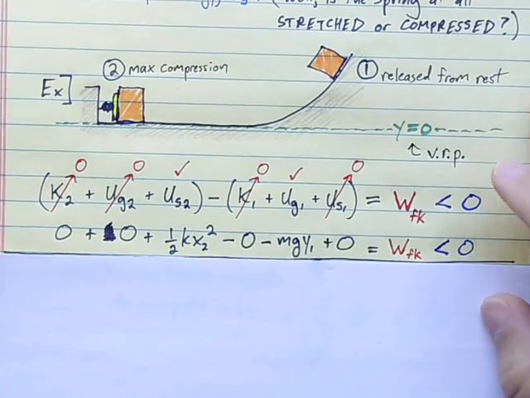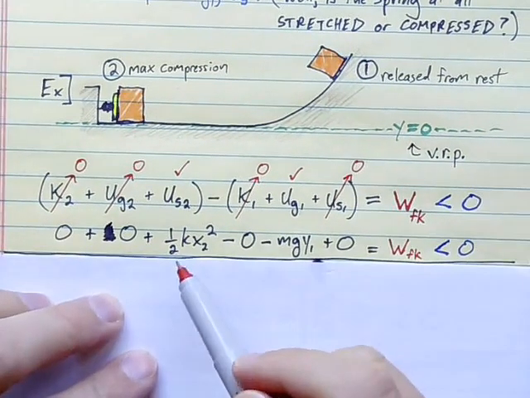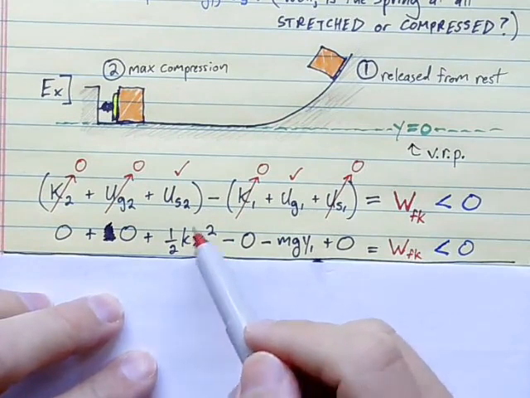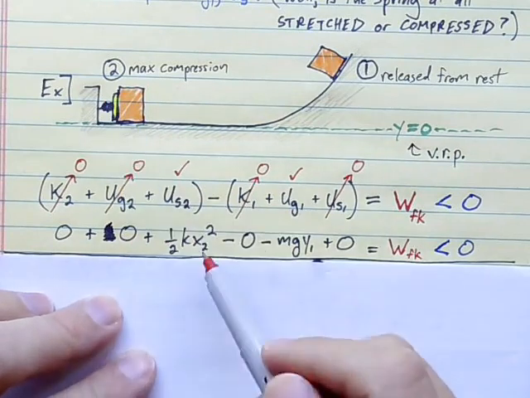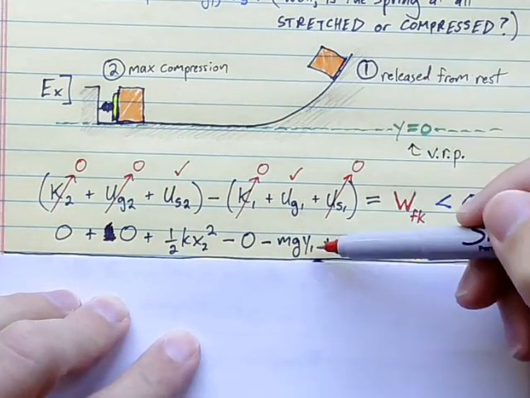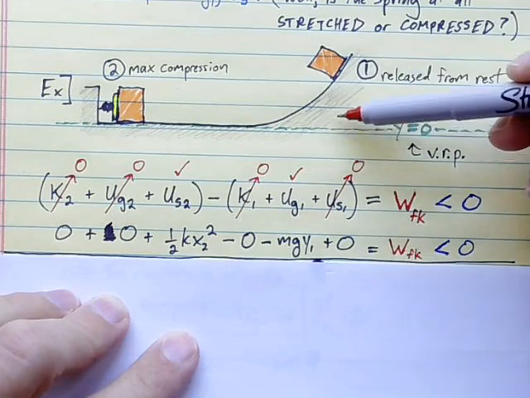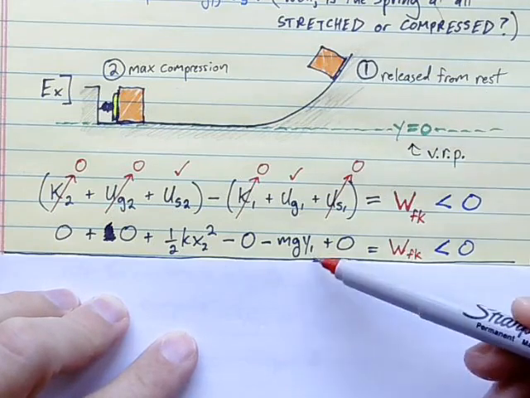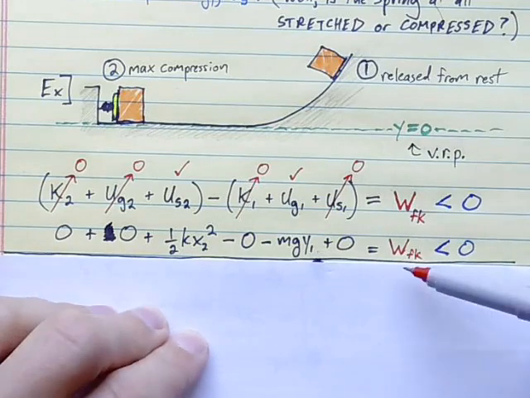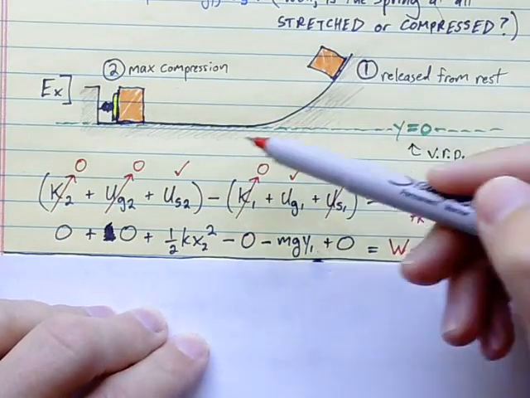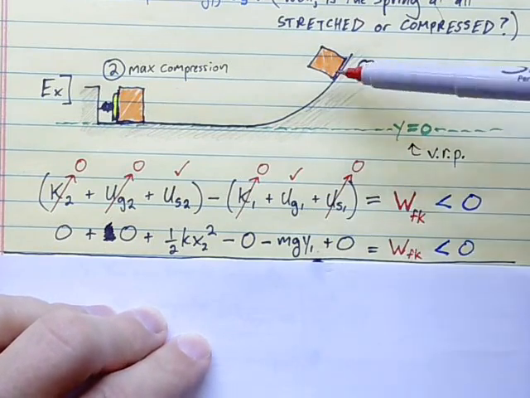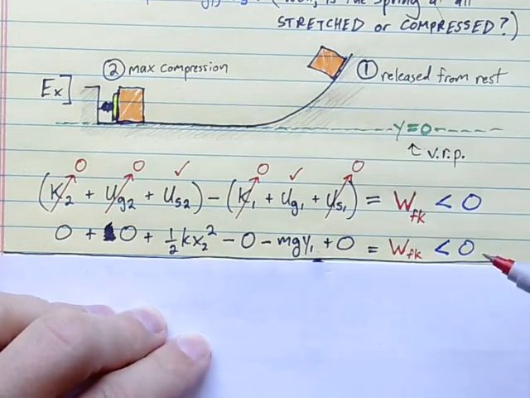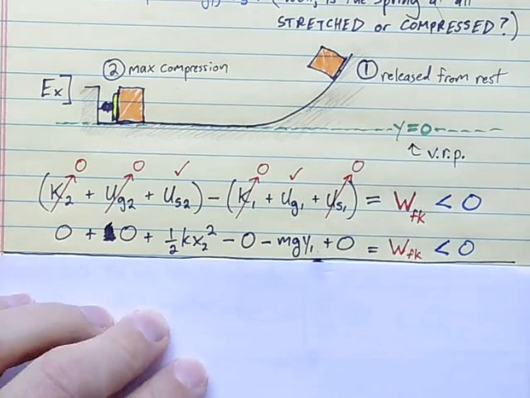So then these would be our terms. We would just have 1/2 k x2 squared, x2 meaning the compression of the spring at moment 2. And then our gravitational potential energy here, m g y1, y1 being the height of the block above the reference point at moment 1. And the right-hand side, of course, would be the work done by kinetic friction between those two moments, which we're expecting to be negative, since that friction would do negative work, reducing the energy of the system, converting mechanical energy into heat and sound as the block slides along.